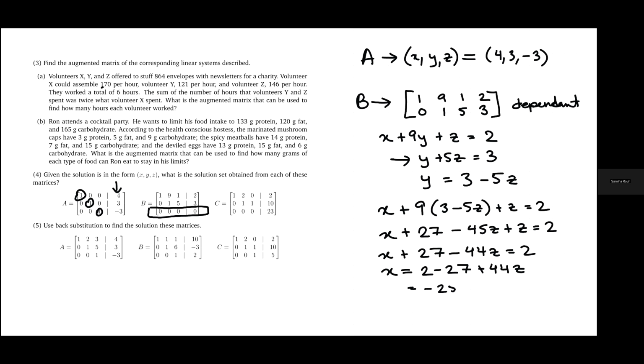All right, so now if I write the solution set to this, because it's a dependent system, you would write -25 plus 44z in the place of x, then 3 minus 5z in the place of y, and then z in the place of z. So this means that for any value of z, we could generate all these values for x and y to create infinite solutions.